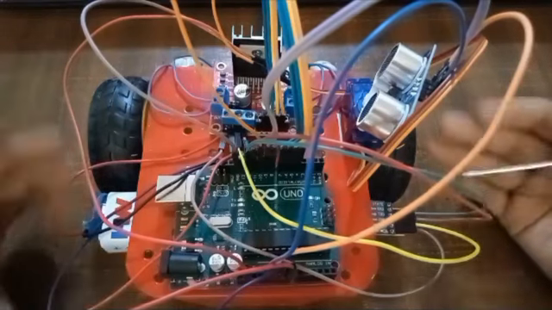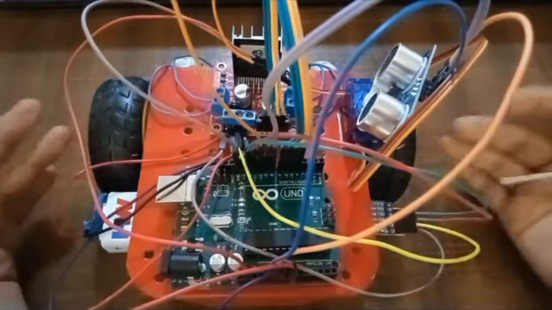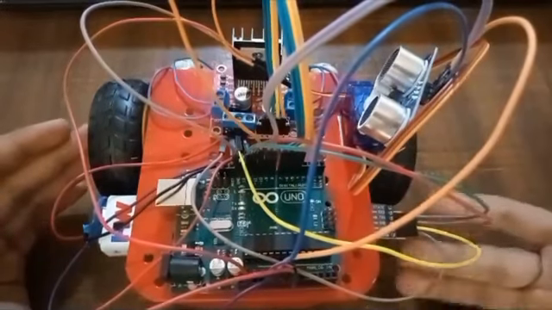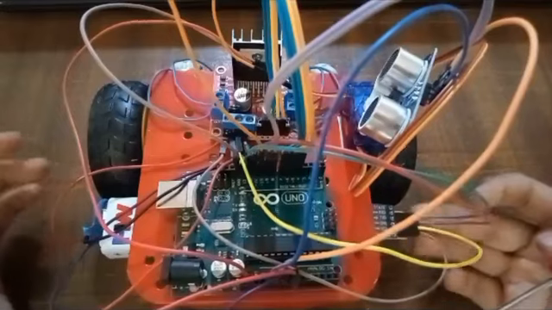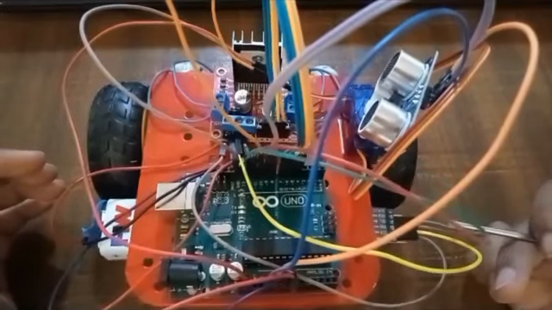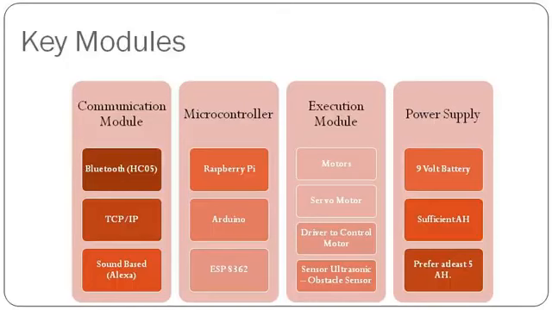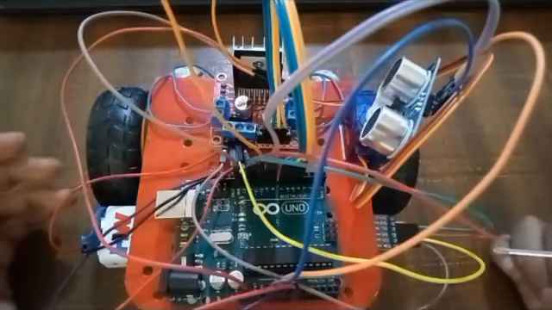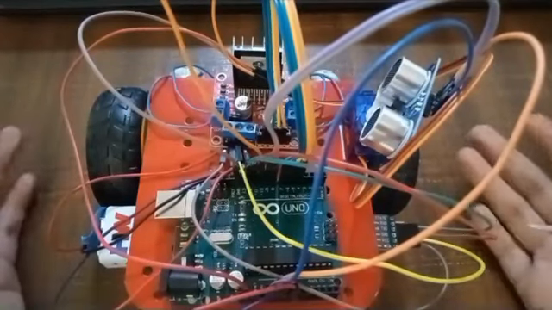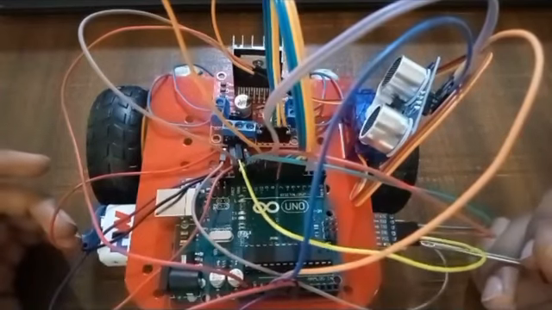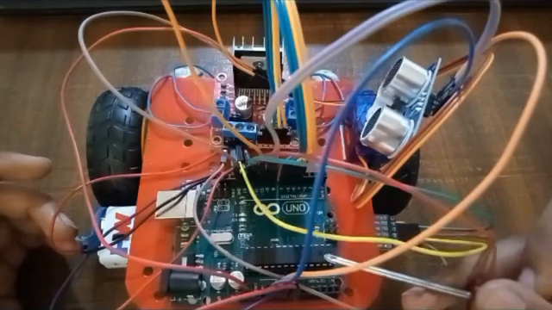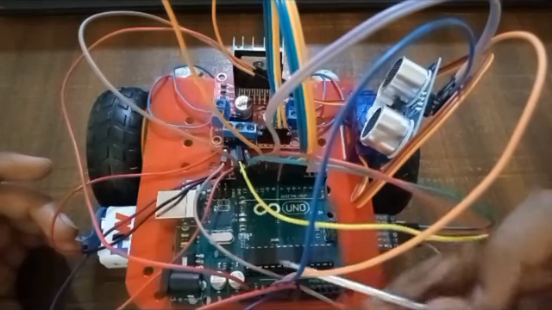This is my Bluetooth obstacle Arduino based remote control car. It basically consists of four major modules. First one is called the communication module, which acts as the interface to the humans. This is a module which will be conversing with the humans. If anyone wants to give a command, then this module will pick up the command and pass it on to the main controller of this robot car. And the main controller is called the microcontroller.